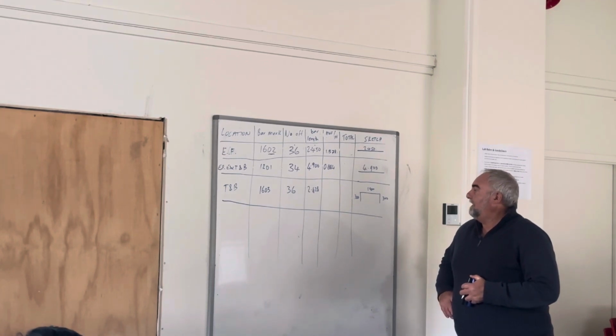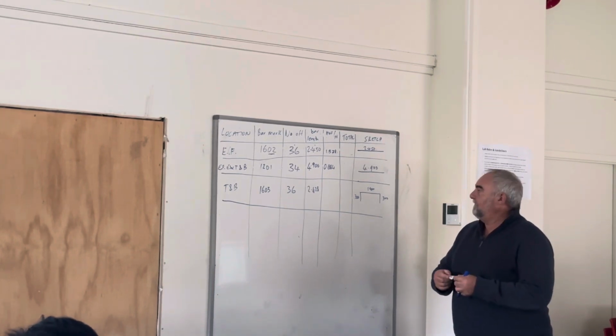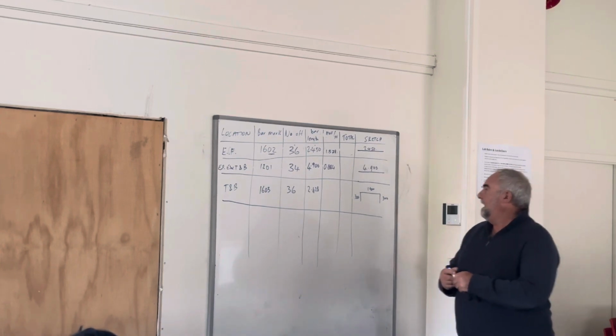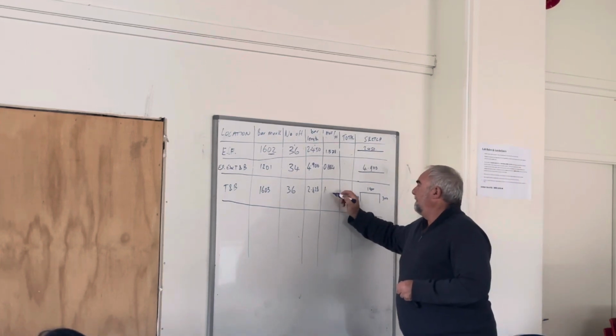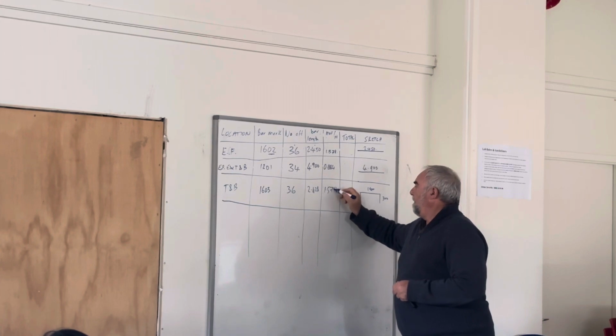Moving along, mass per metre is 1.578, and we can work out totals in a minute. Last one.